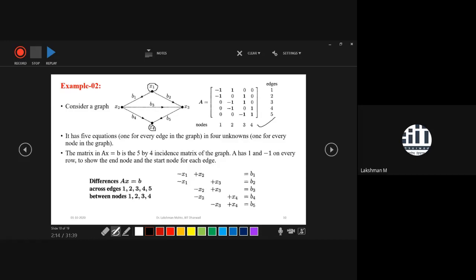X1, X2, X3, and X4. So you are having four nodes, and how many edges are there? So these four nodes have been joined by five edges.